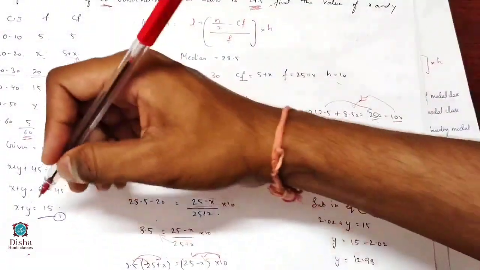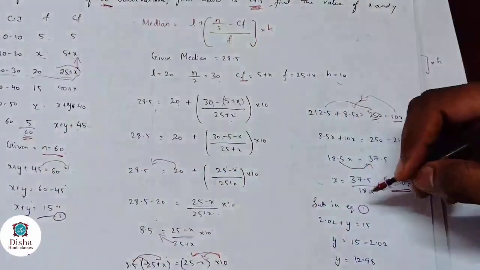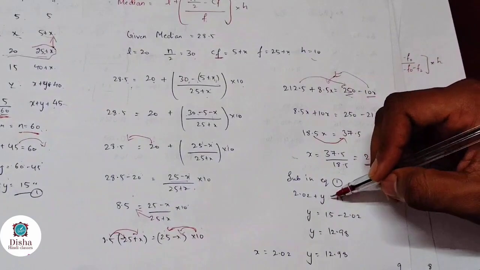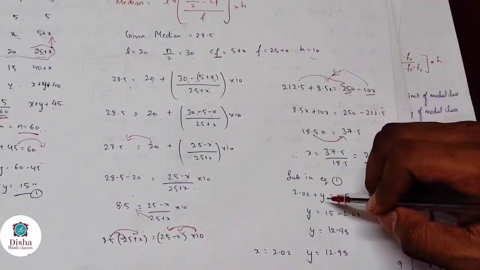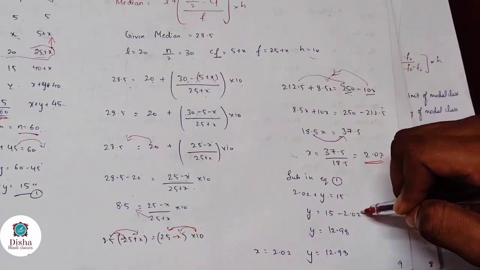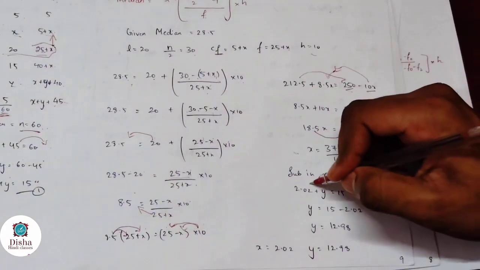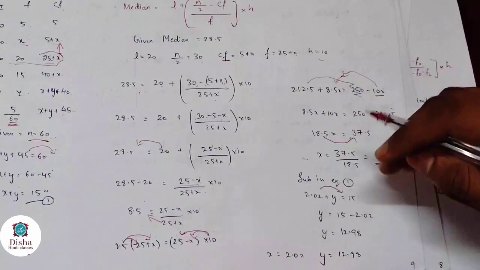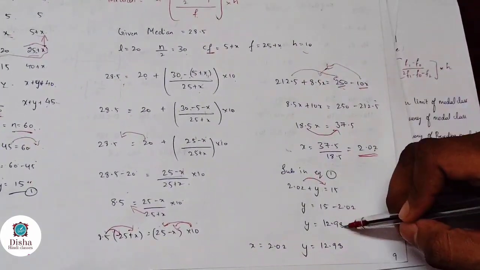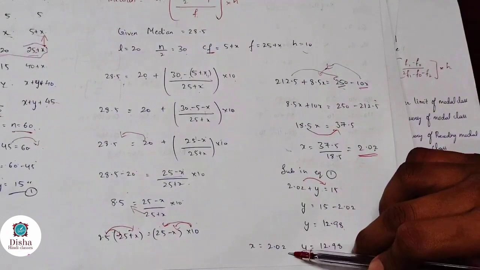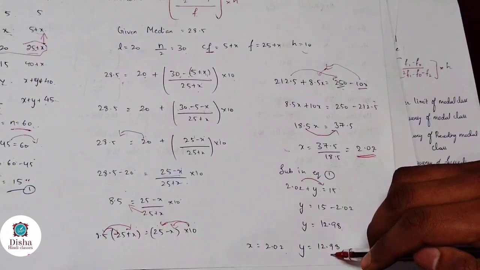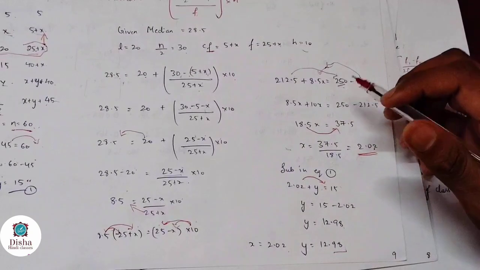Now we'll substitute this 2.02 in equation 1. So 2.02 plus y equals 15. So y equals 15 minus 2.02, as this 2.02 comes to the RHS. So y equals 12.98. So x equals 2.02, y equals 12.98.